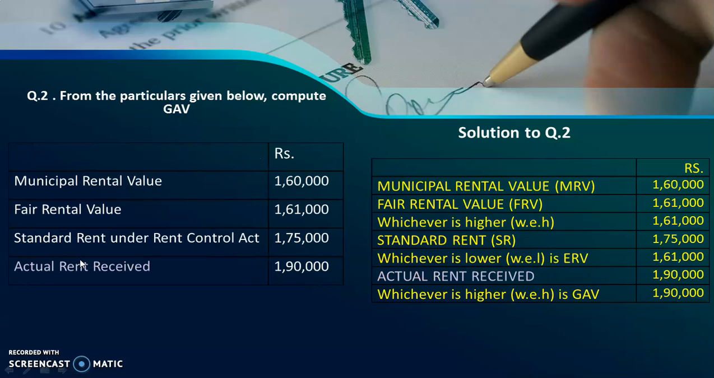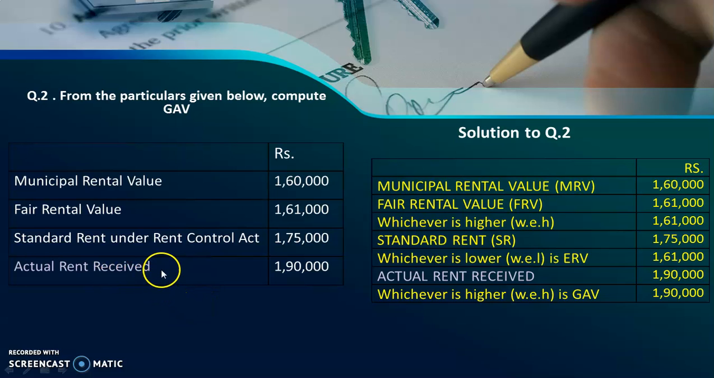Take the next question. Municipal rental value, fair rental value, standard rent under Rent Control Act. See, this is nothing but standard rent only, and we know standard rent is being fixed by Rent Control Act. So don't get complicated with that. Standard rent 1,75,000. Here the word actual rent received is given.